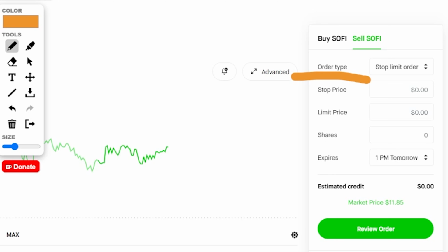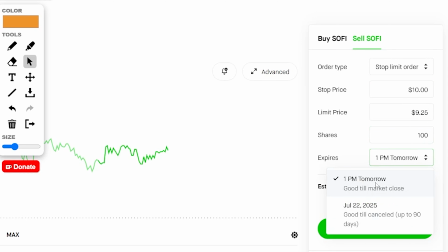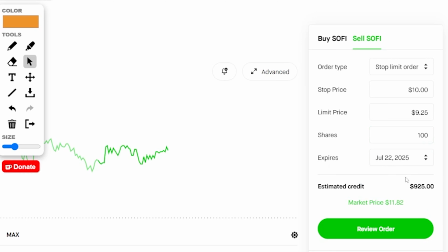So it's just something to keep in mind. All right, so for this example here, let's just say our stop price is going to be at $10. And then the limit price here is going to be $9.25. And we want to, again, sell 100 shares. And again, just like before, we want to choose, do we want it just for the day or do we want it good for 90 days?